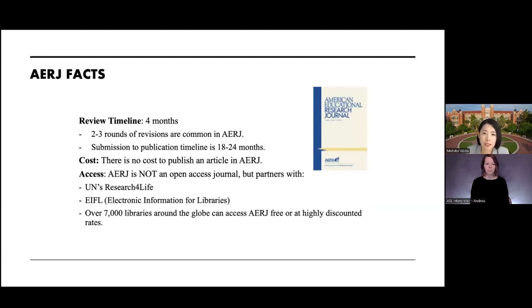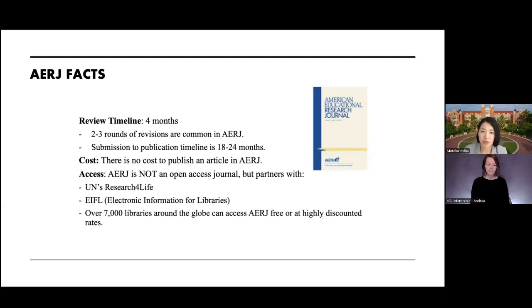Okay, so our review timeline is 4 months. Most of the manuscripts will go through 2 or 3 rounds of revision in AERJ. We will never accept a manuscript right away, for the reason that no manuscript is perfect. Our reviewers will make an extensive list of revisions regarding how the author can improve their manuscript. As a result, it is common for the author to go through 2 to 3 rounds of revisions before their manuscript is accepted.